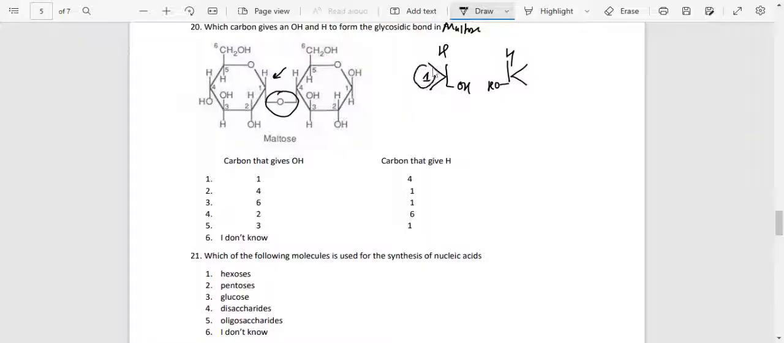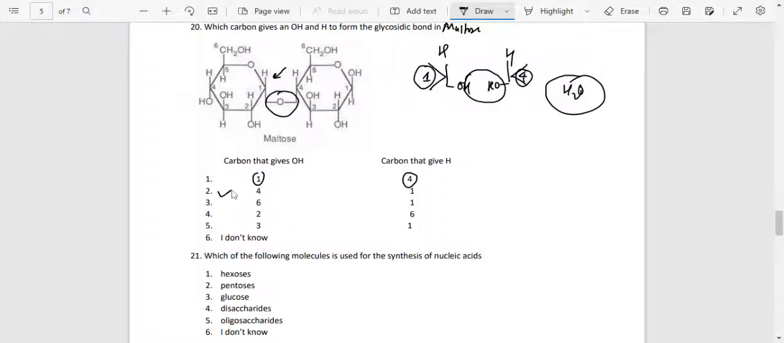So this is carbon number 1 of one glucose molecule. This is carbon number 4 of the other glucose molecule. What you're able to see is this hydrogen, which is from carbon number 1, is going to react with the hydroxide from carbon number 4. And that is going to form a water molecule that is going to be released. That is why we say these reactions are dehydration or condensation reactions. So the hydroxide comes from carbon number 4, while the hydrogen comes from carbon number 1.